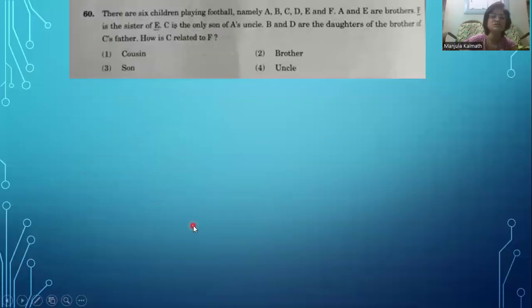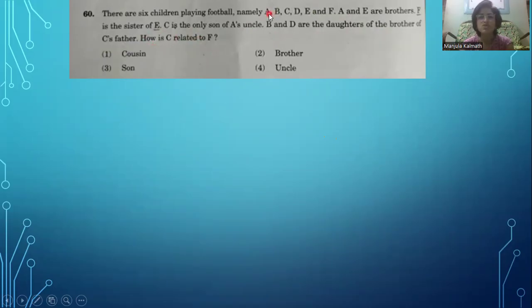The next one is, there are 6 children playing football, namely A, B, C, D, E, F. These are the 6 children. A and E are brothers. F is the sister of E. C is the only son of A's uncle. B and D are the daughters of the brother of C's father. How is C related to F?